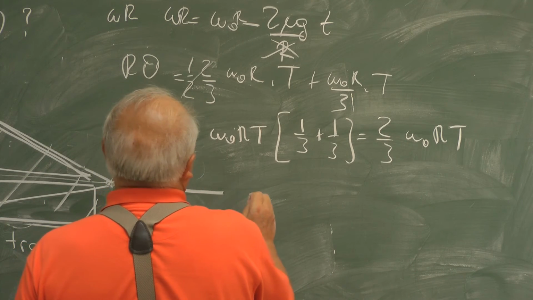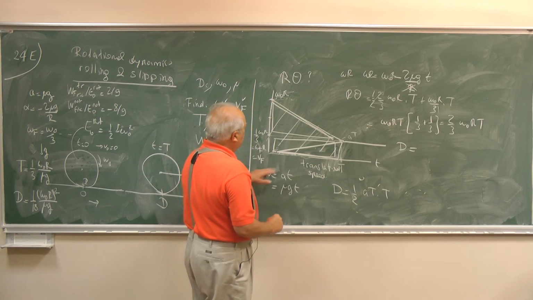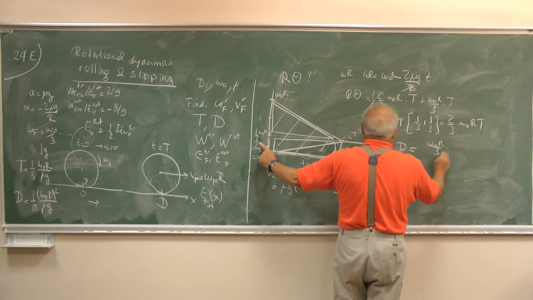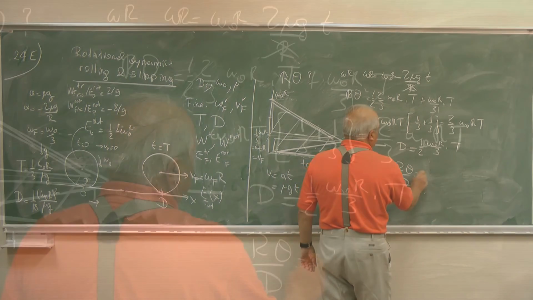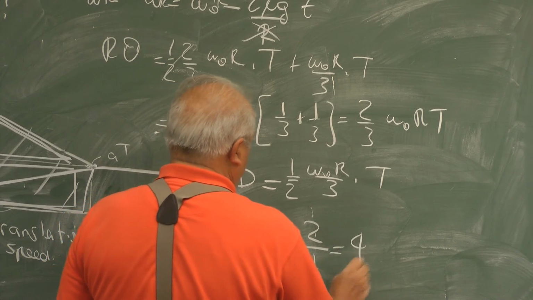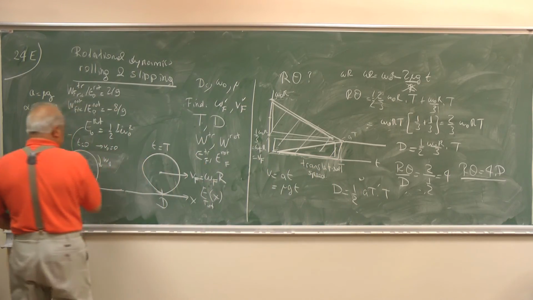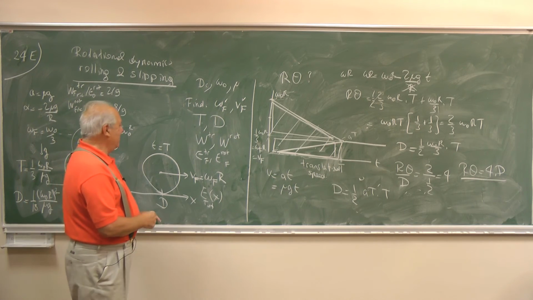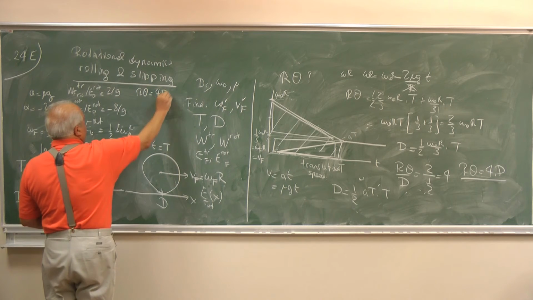And how about d? Let's calculate it in the same way. d is the base omega 0 r over 3 times t divided by 2. So r theta divided by d, omega 0 r t over 3 is cancelled. That's 2 over 1/2, which is equal to 4. So r theta is equal to 4 times d. Namely, even though the center of mass traveled a distance d, the point P in its linear distance went for a distance 4d. Okay, so r theta is 4d.